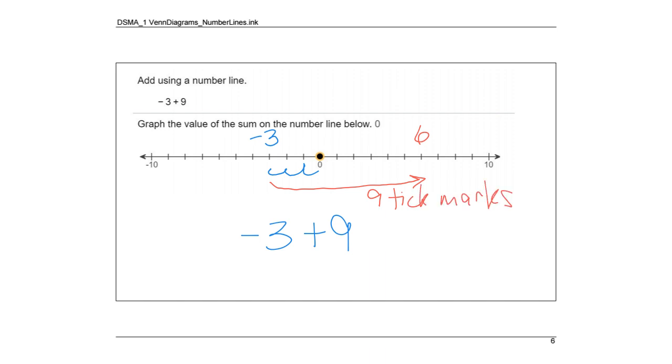And that gets us to +6. So you just have to be careful. If it's a negative number, you're going to head to the left. If it's a positive number, you're going to head to the right.